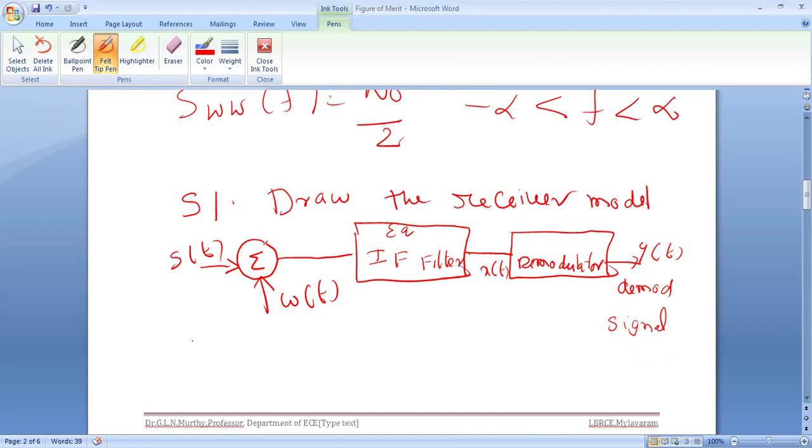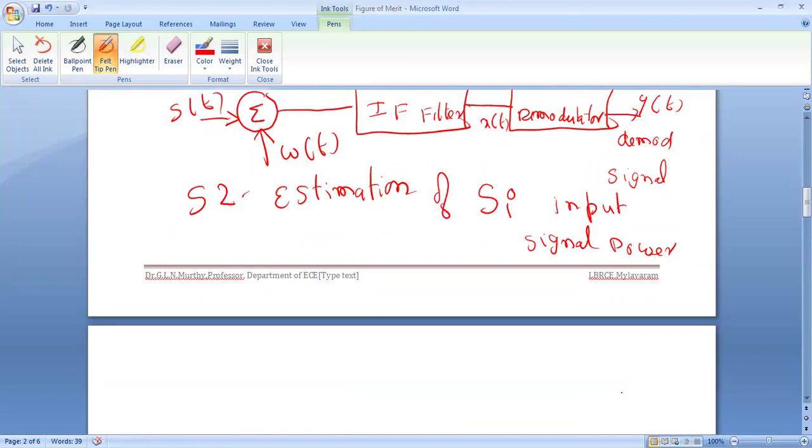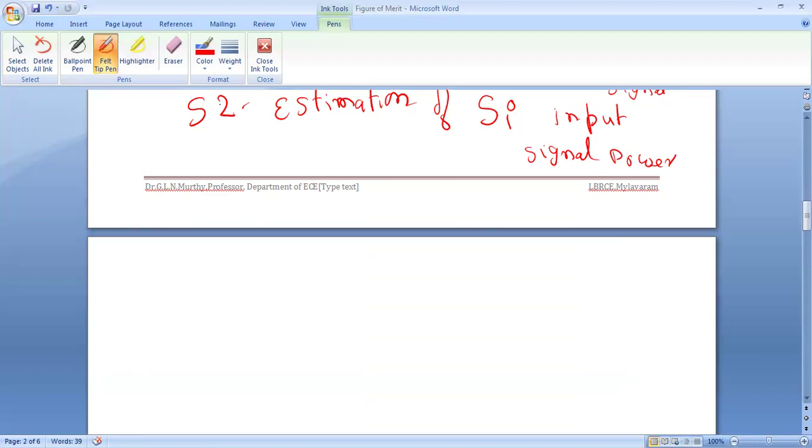This is followed by the second step, which is the estimation of the input signal power, S_I. What is S_I? S_I corresponds to the input signal power. What are you estimating? Signal power? No. What is the input signal? The modulated signal.